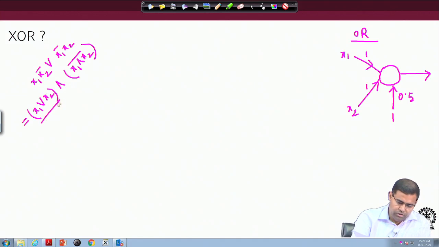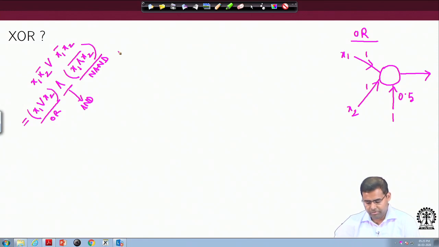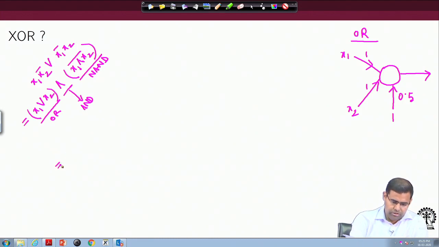So, this is my OR, this is my NAND, and here I have AND. All these are linearly separable, right. If we just break this down, I can have a representation like this. Of course, you can just check that I can have this expressed like this.